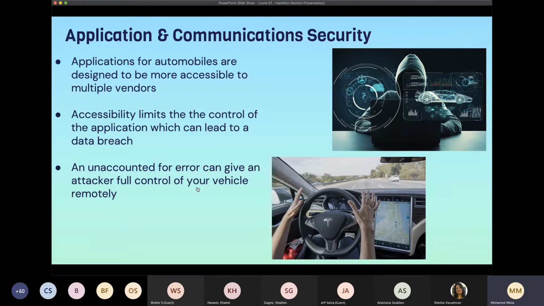So applications for automobiles are designed to be more accessible for multiple vendors, considering they're not usually made by the same original equipment manufacturer. They have third-party companies doing them. Although this allows them to maintain a low cost, it limits the control and reliability of the application, which can lead to a data breach or an error, which can give an attacker full control of the vehicle.